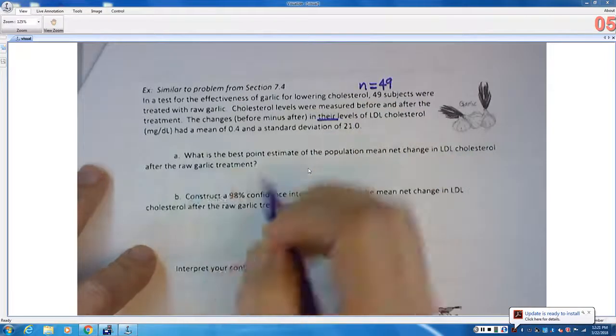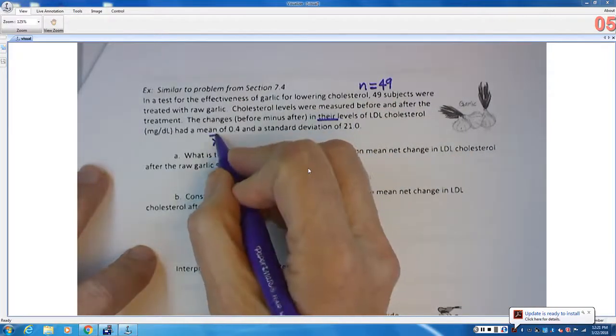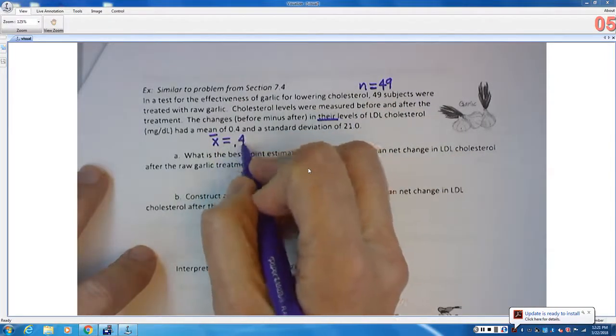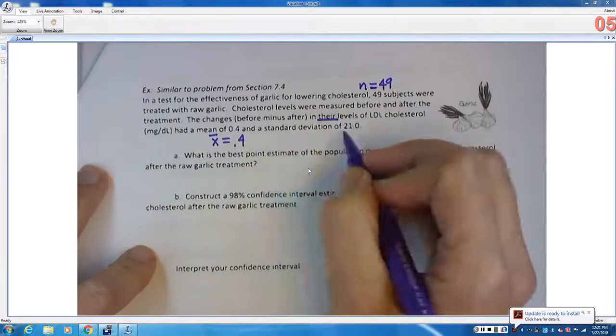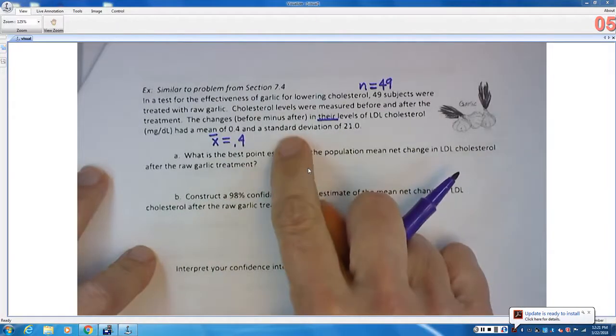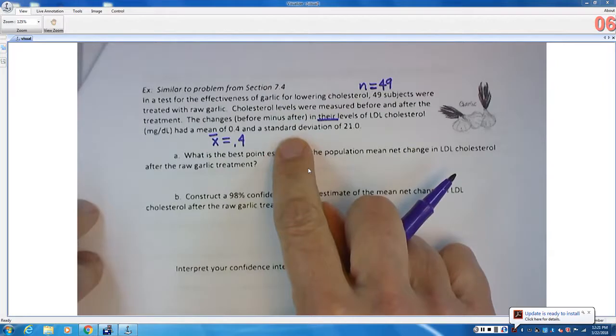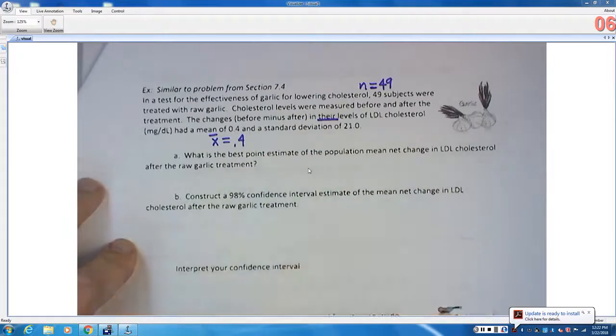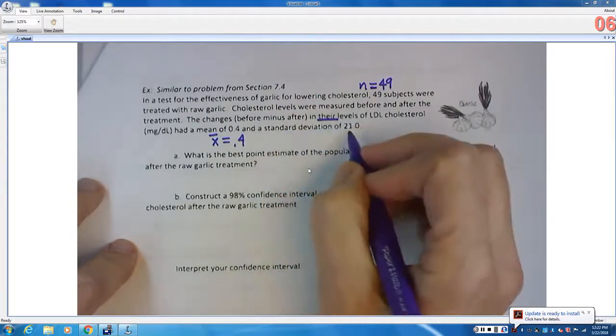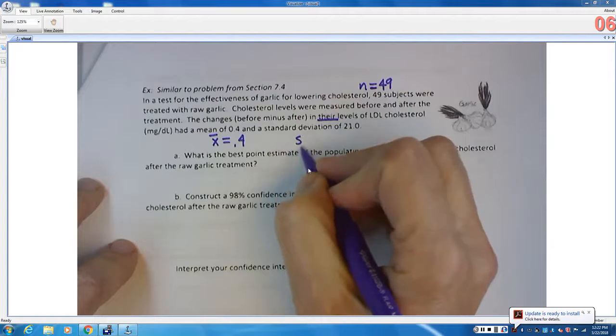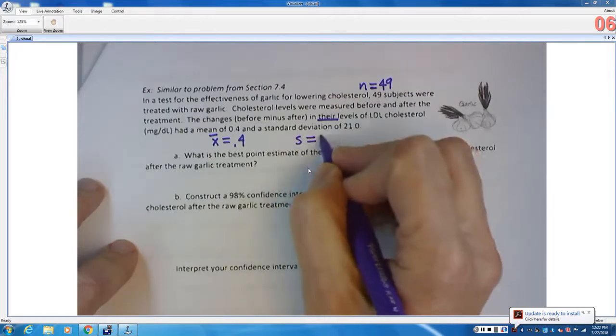So this is a sample mean, and this standard deviation, it doesn't say all, the standard deviation of all, and it doesn't say population standard deviation. So this is a sample standard deviation, so it's S.